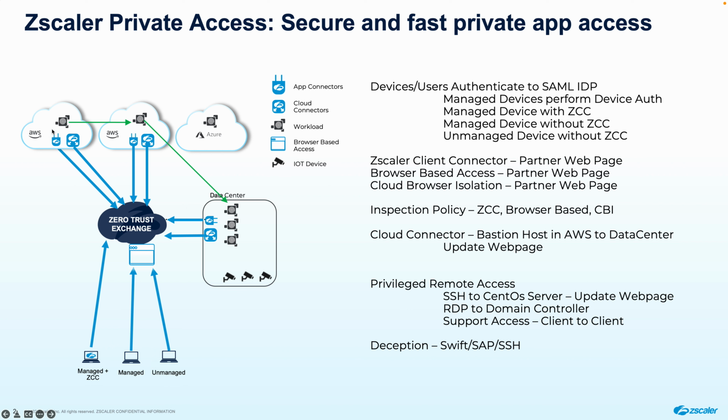I've got some stuff in AWS, I've got app connectors and cloud connectors and workloads, and I've got some workloads in my data center, again with app connector connectivity. So I'll show you those different device types trying to access some resources. I'll show you browser isolation. I'll show you the inspection policy, so how we inspect HTTP, HTTPS traffic. I'll show you cloud connector connectivity from AWS to my data center. I'll show you privileged remote access, how we could do SSH and RDP support through the browser isolation, or the privileged remote access isolation. And I'll show you Zscaler deception as well.